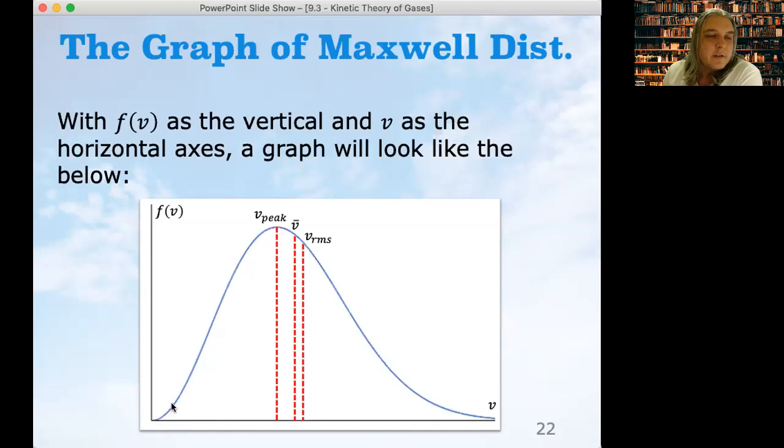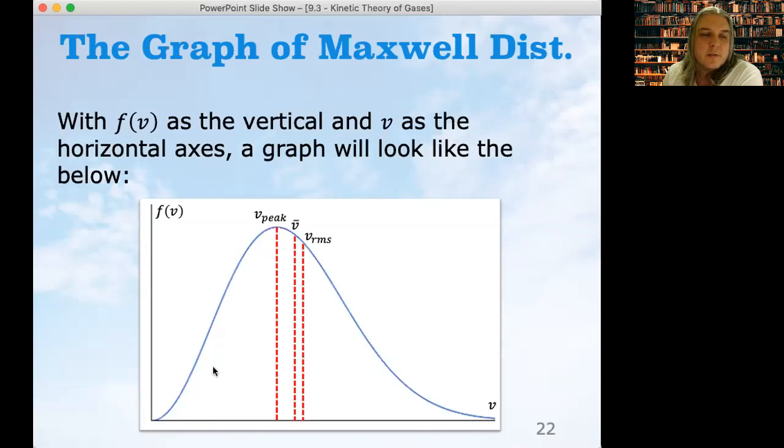Then as you increase velocity, you get more and more particles with that velocity, all the way up to some peak velocity. That's the peak, the most probable velocity. And then the actual average velocity is higher than the peak velocity. And that's because this is not symmetrical.